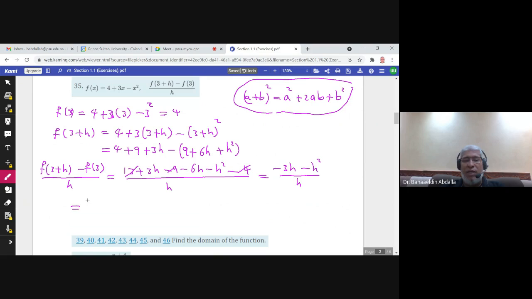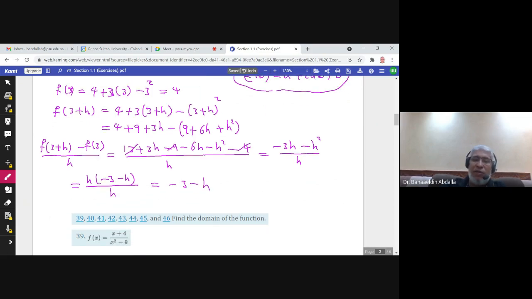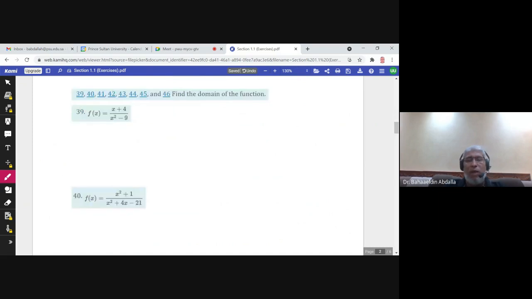Now I can take h as a common factor and I will have negative 3 minus h over h. H cancels with h and the final answer is negative 3 minus h. Here, find the domain of each function. The domain is the set of all possible values of x.